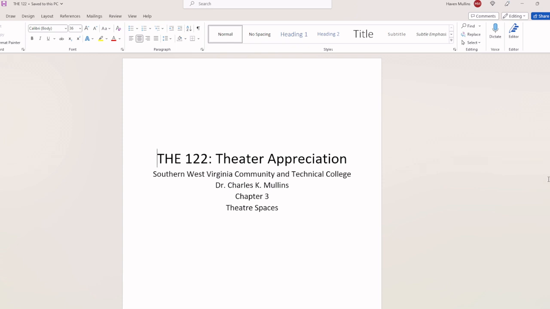On page 56, we see the thrust stage. Notice how the stage thrusts out into the audience. This is also called three-quarters seating. The stage is surrounded on three sides by the audience. So the seating is much in a semicircle. And although the audience is surrounding the action, scene changes and other stage effects are still possible.